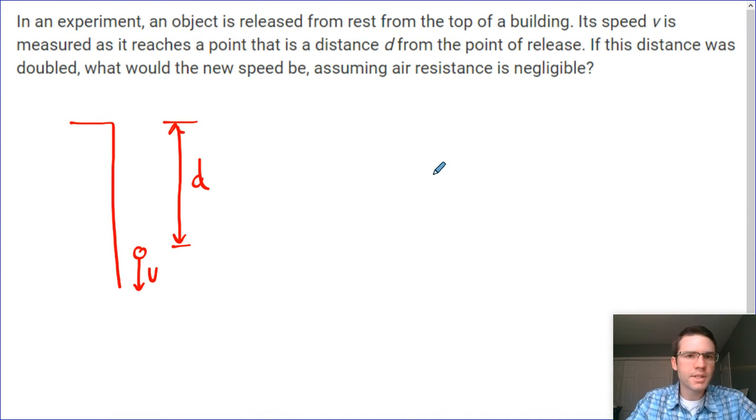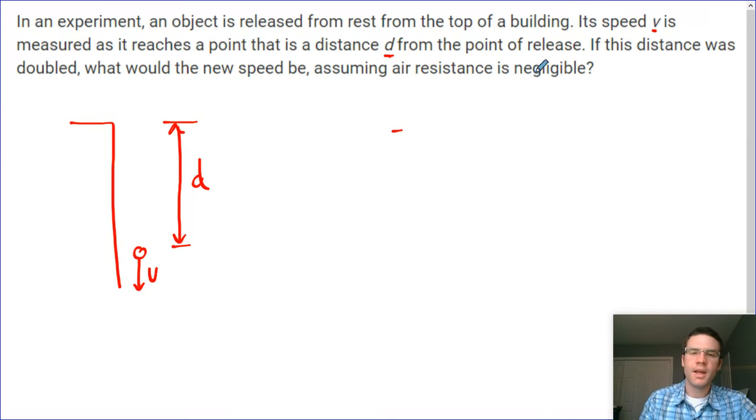In an experiment, an object is released from rest from the top of a building. Its speed v is measured as it reaches a point that is a distance d from the point of release. If this distance was doubled, what would the new speed be, assuming air resistance is negligible? This is a great problem because it has you relate variables to each other, and that's what I would expect to see on the AP test.